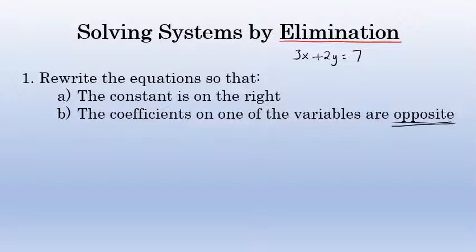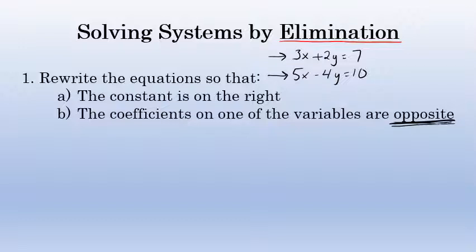For example, if in the system of equations that includes 3x plus 2y equals 7, the other equation was 5x minus 4y equals 10, this system does not yet have two variables which have opposite coefficients. The coefficients on x are 3 and 5. The coefficients on y are 2 and negative 4. Those coefficients have opposite signs, but the numbers themselves are not opposite.